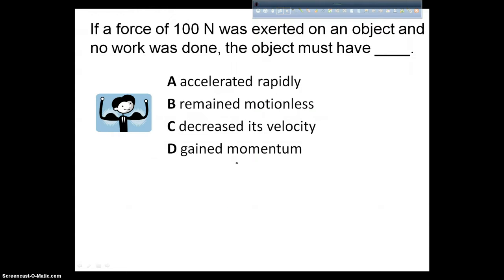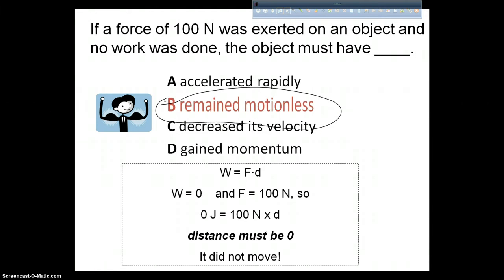Read this one, pause the video, think about it, and see what you think. A force of 100 newtons was exerted on an object and no work was done. In order for that to happen, the object has to have remained motionless. And the reason for that is, if work is force times distance, we do have a force. Work is 0. The only way for that to happen is if distance is 0.